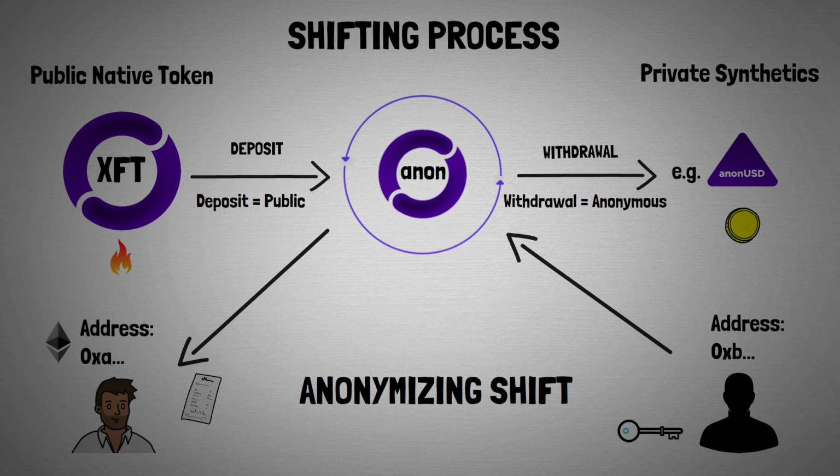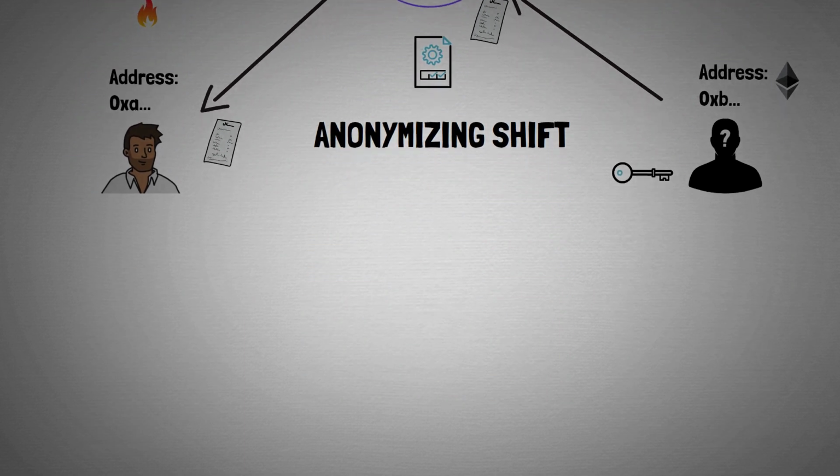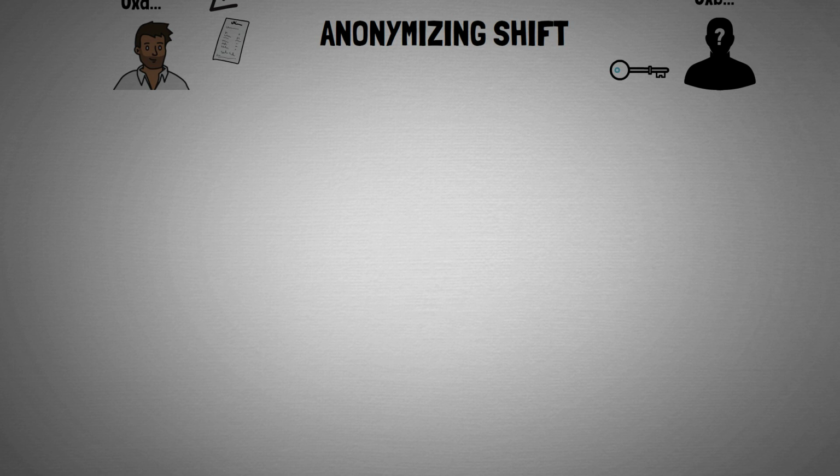As part of the deposit transaction, the user also deposits a small amount of ETH into the deposit contract. Subsequently, when the user submits his or her proof, the contract mints the user's anonAssets and transfers the user's deposited ETH to the user's self-designated address. Simple enough, right? Now, here's what makes an anonymizing shift, anonymous.